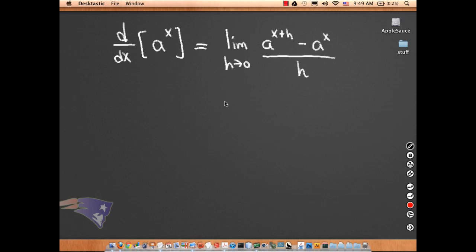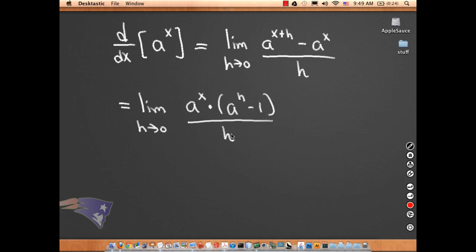So, can I convince you that this is equal to the limit as h goes to 0 of a to the x times a to the h minus 1 all over h? Can I convince you that that's true? What is a to the x plus h? That's a to the x times a to the h, right? So what I'm literally doing here is factoring out an a to the x. And the limit is as h goes to 0. So does the limit affect this term at all?